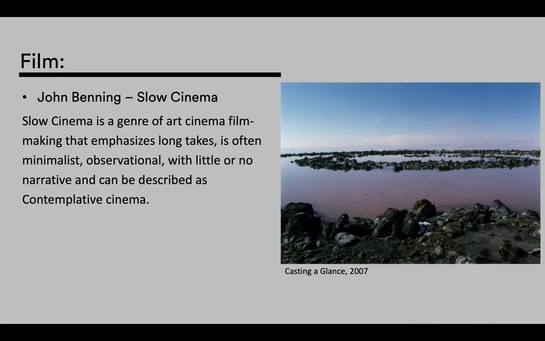So, slow film, or slow cinema. Look at somebody like John Gerrard. Slow cinema is a genre of art film making emphasizing long takes, and is often minimalist, observational, with little or no narrative, and can be described as contemplative cinema. You go there and you watch the tide rising. This is Casting Glances from 2007, and this is based on a landscape artist who created what's known as a Spiral Jetty. And this is filming you sit there and you watch the tide come in.